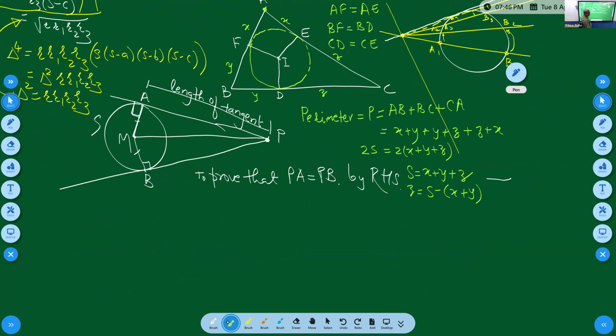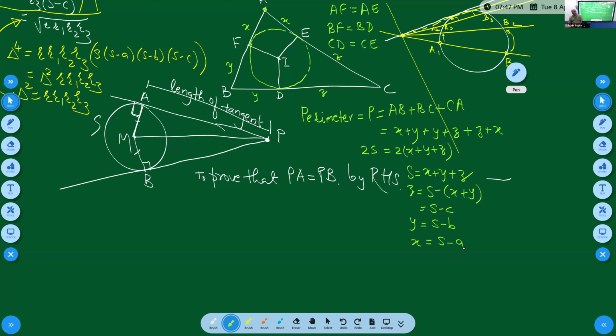So Z is equal to S minus (X plus Y). But in the diagram, X plus Y is small c. So Z is S minus c. Similarly, Y is S minus b and X is S minus a. So the identities which are there in Heron's formula are present geometrically in the circle configuration.